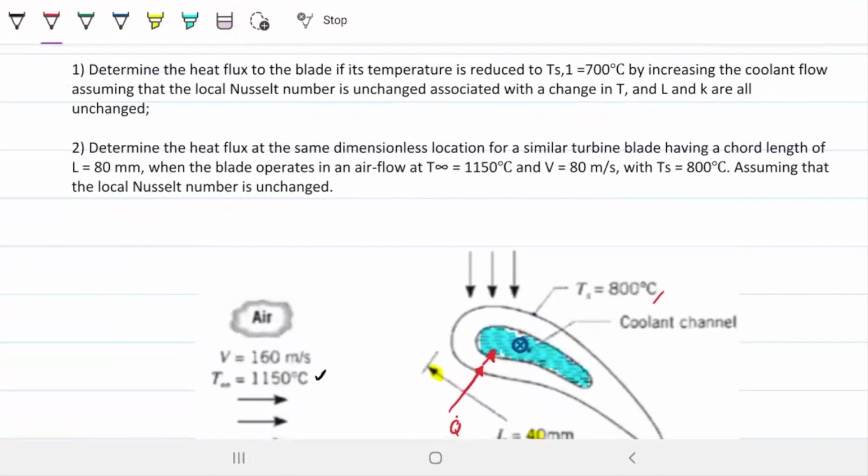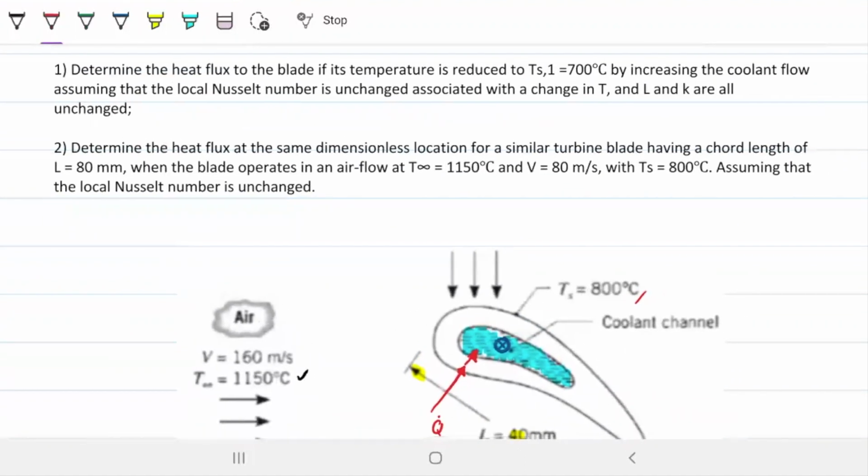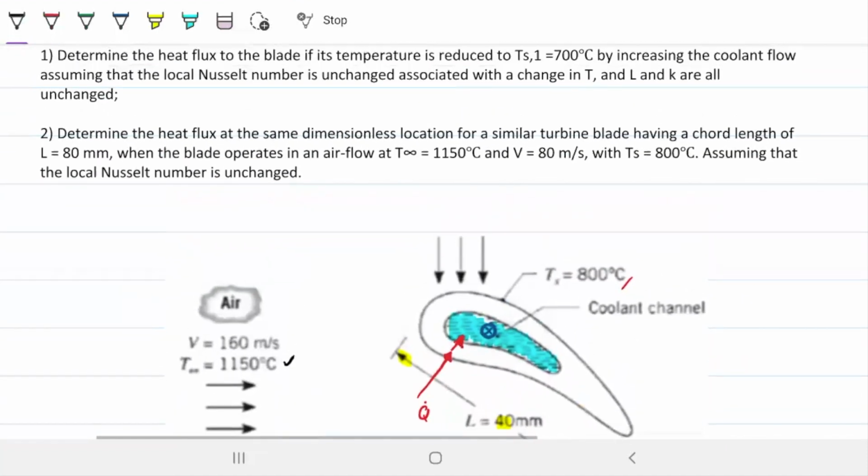1. Determine the heat flux to the blades if the temperature is reduced to 700 by increasing the coolant flow, assuming that the local Nusselt number is unchanged associated with the change in T. And L and K are unchanged. So our length, the chord, is the same in this situation, and the conductivity is the same as well. So our Nusselt is maintained, and we want to find what is the new heat flux.